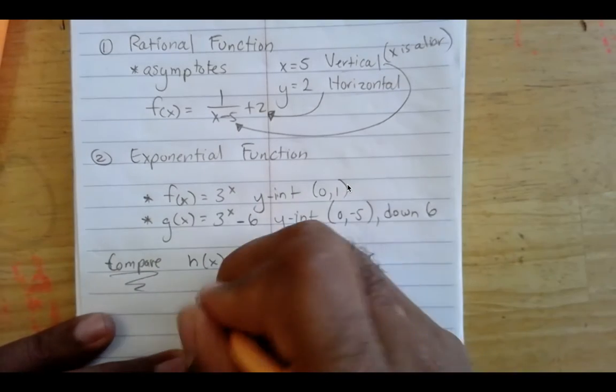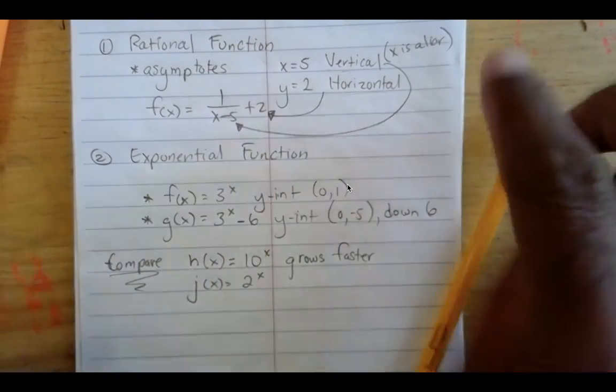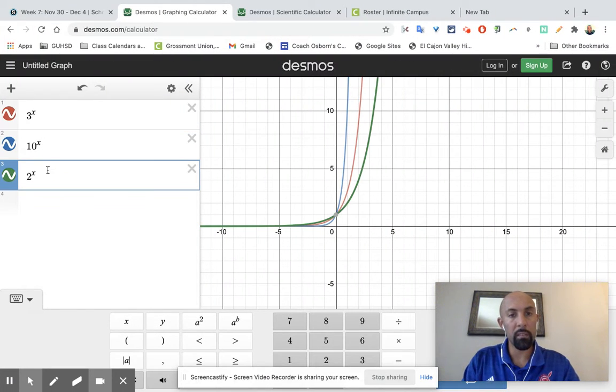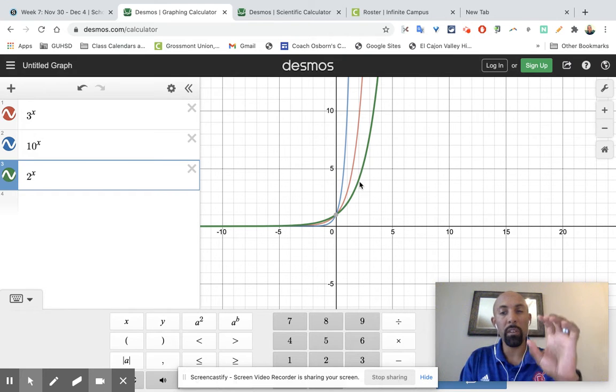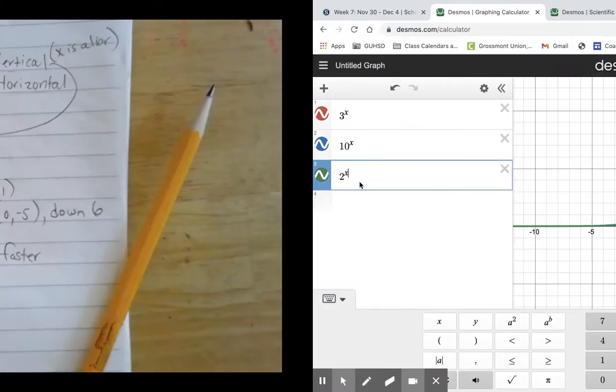Now let's say we've got j of x equals 2 to the x. Let's try that. So the original 3 to the x is the red, 2 to the x is the green, and 10 to the x is the blue. It's a little bit less steep. It's still growing, it's still going up, but it's just going a little bit slower.